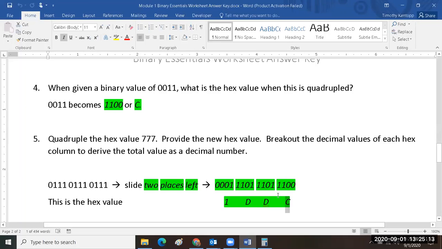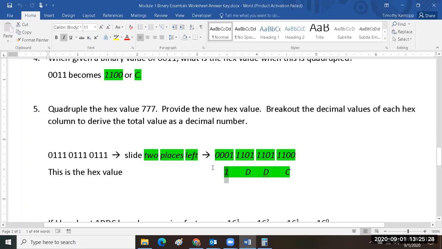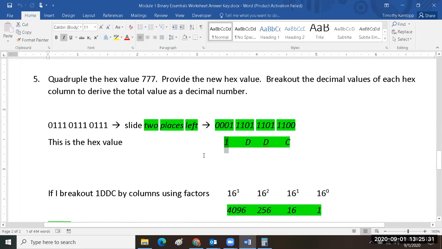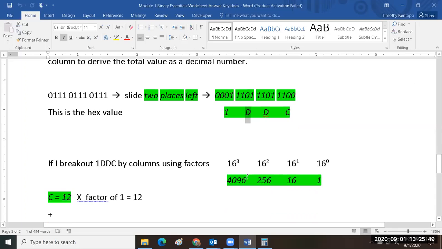1100 is Charlie. 1101 is just 1 higher. What's 1 higher than C? D. And what's 0001 in hex? It's 1. So the decimal number is busy, but I have 1 times 16 cubed. It's 4096. I have, let's see, what's one more than Charlie? 13 times 256. That's busy.